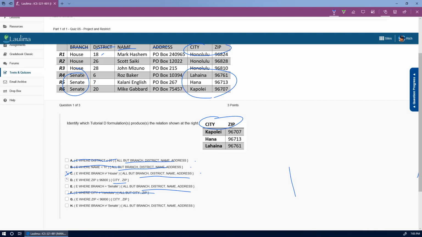So you see what I'm doing here. You can go through and probably identify which of the last three also give you this relation at the end.